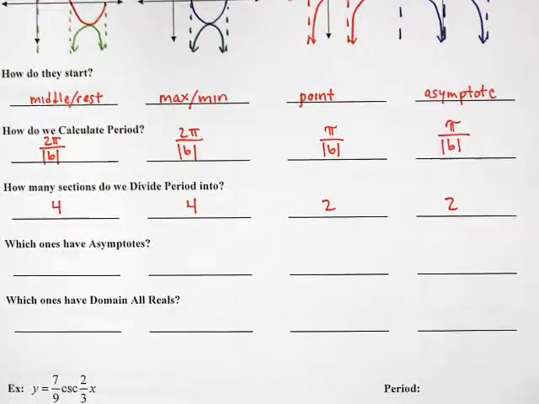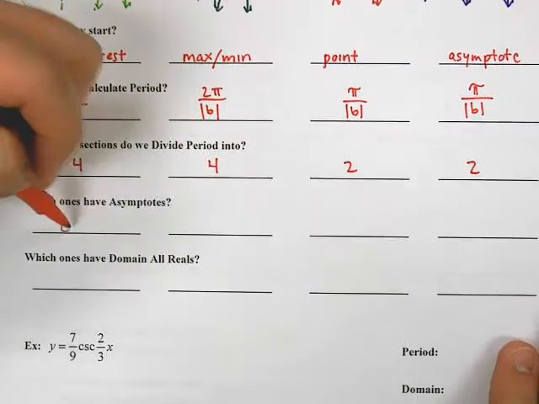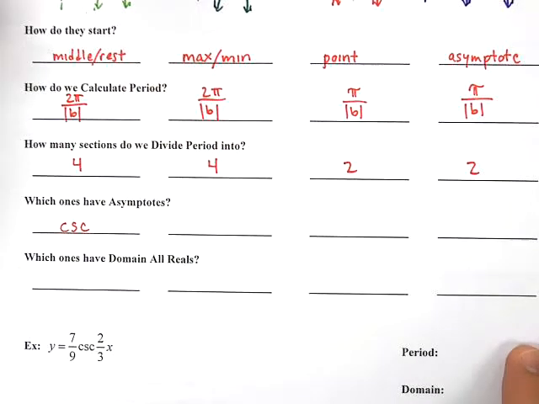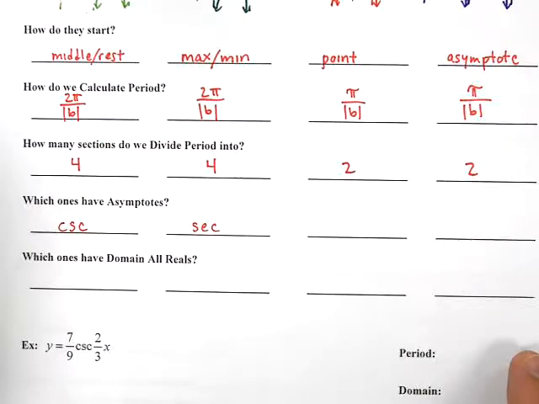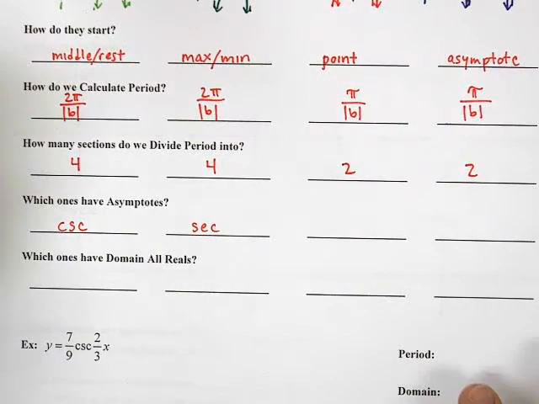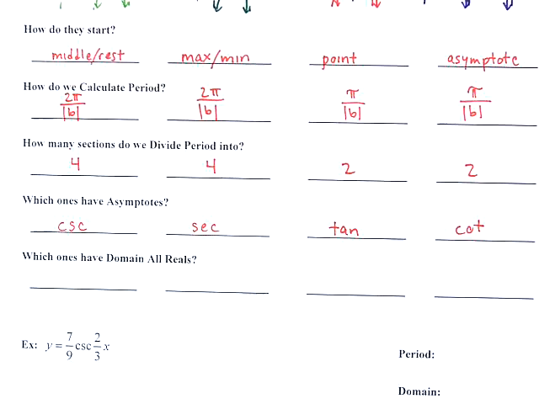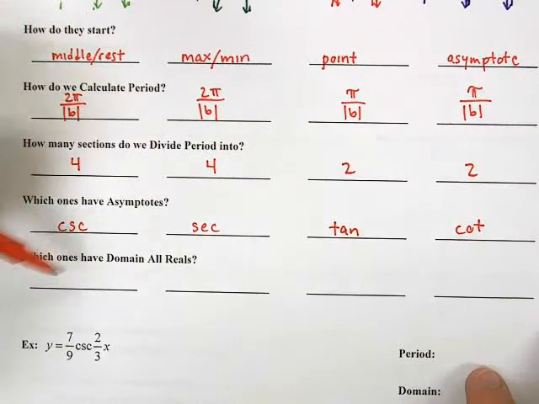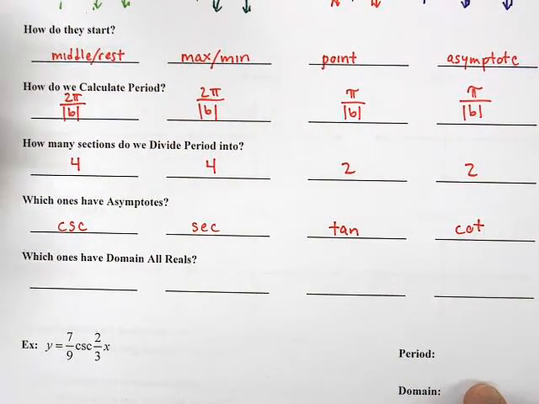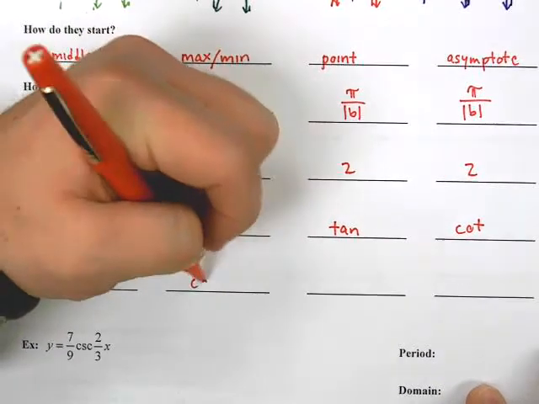As we move down a little bit, which ones have asymptotes? Well, we know that cosecant will have asymptotes. We know that secant will definitely have asymptotes, and that's where? When the cosine or the sine have zeros. And then, of course, yes, tangent and yes, cotangent. We've talked quite a bit about that. And which are the ones that have a domain of all reals, or do not have any asymptotes or any restrictions? Well, that's just sine and cosine.